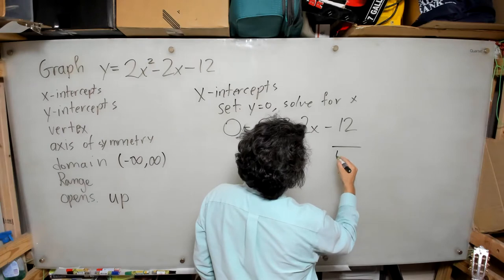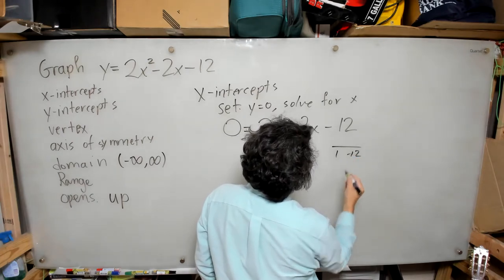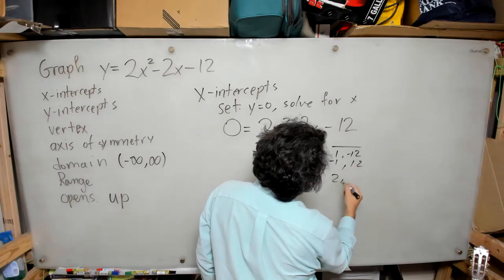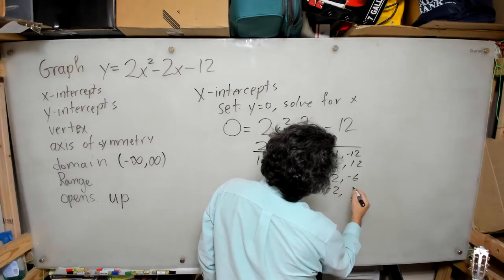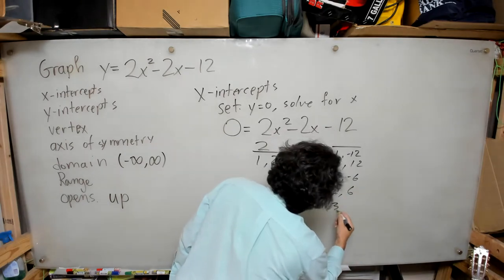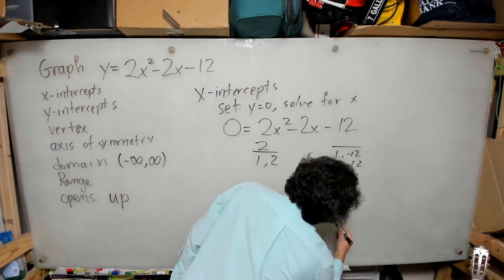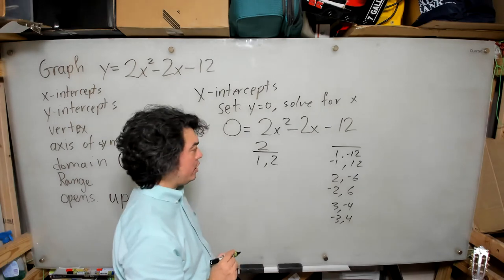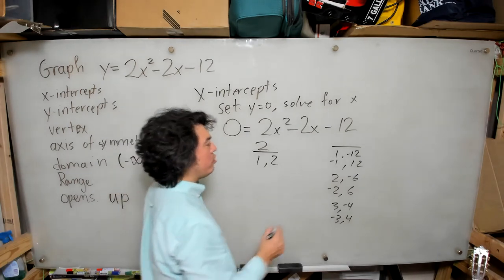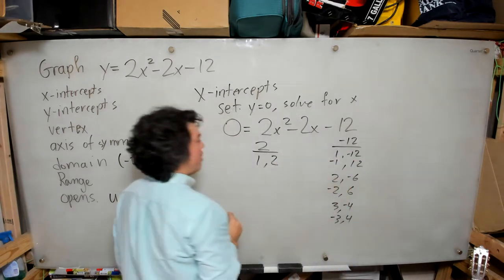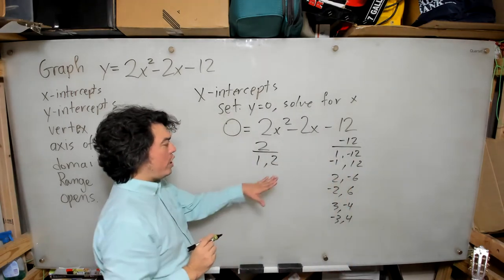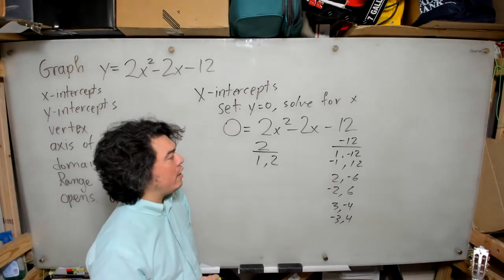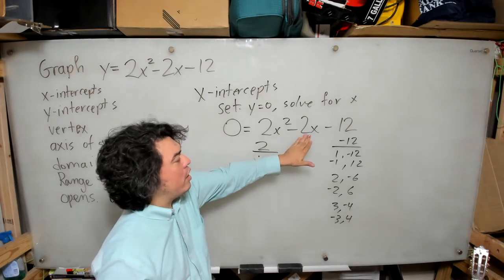So I could have 1 times 12, where one of them is negative. Let's say 1 times negative 12, negative 1 times 12. I could have 2 times negative 6, negative 2 times positive 6. I could have 3 times negative 4, negative 3 times 4. And I believe that's basically all my possibilities. Okay? And so what I'm going to try to do here is figure out which combination of these factors and these factors will form a factorization, if possible, that leaves this as our middle term.